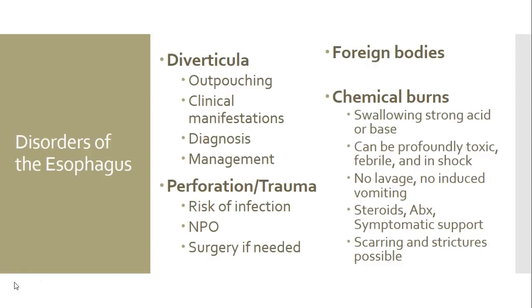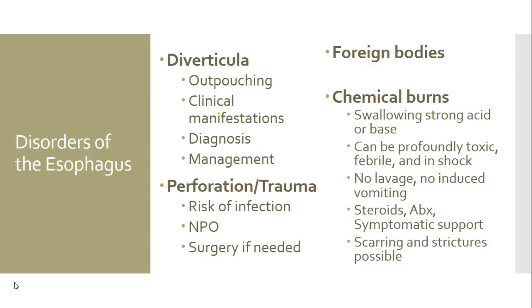So remember that the burning can occur on the way down. So we want it to be neutralized rather than lavaged out. And we don't want to induce vomiting because we don't want to cause burning on the way out. So we may put in an NG tube and then give some activated charcoal in order to neutralize that chemical, and then remove it through the NG tube and suctioning so that we don't cause burning on the way down and on the way back out.